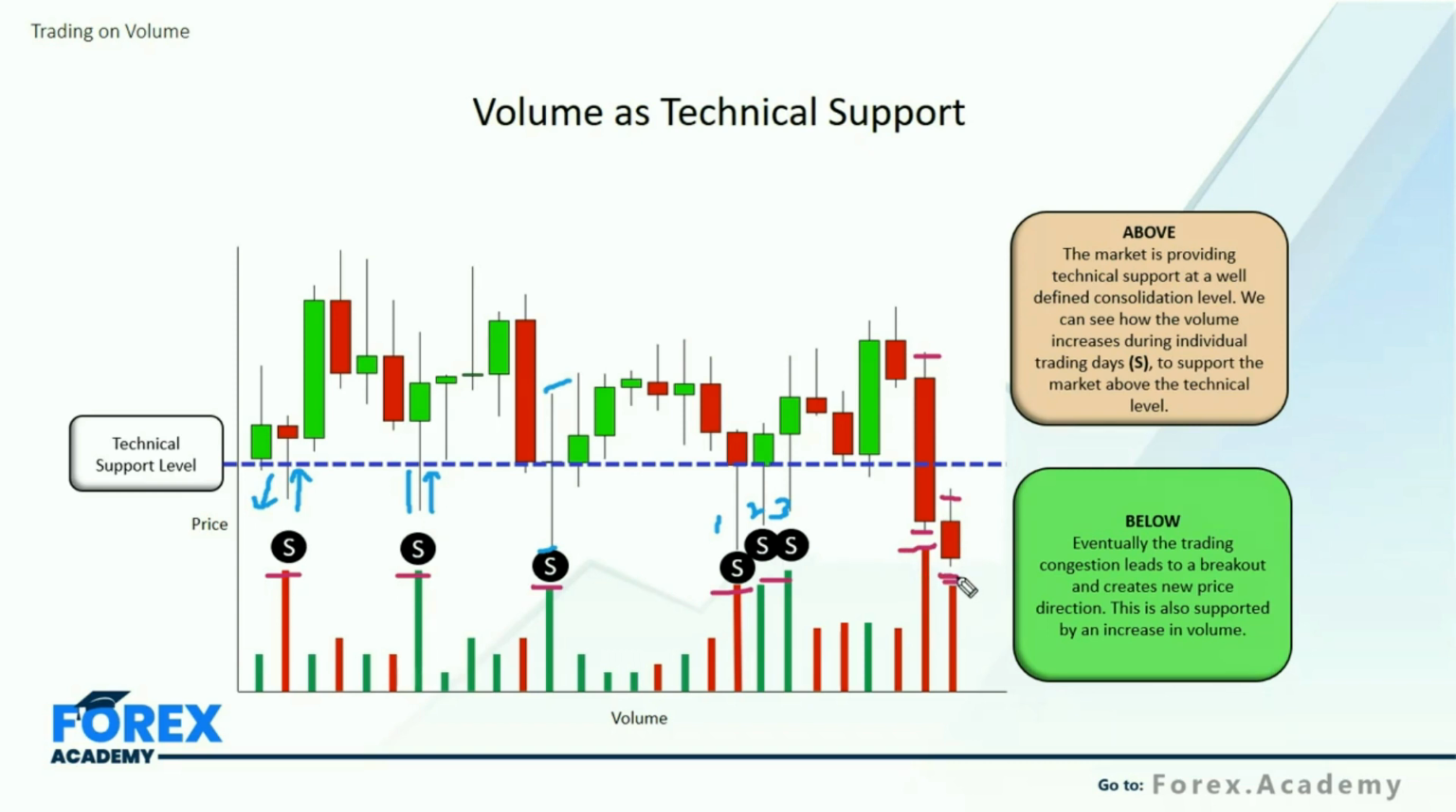So that gives us a sign as we go back to our fundamental discussion. The level of interest or participation, the level of agreement between traders seems to confirm that evidently we've closed below the level and we're not retracing. We're happy below the level and prices may shift. So eventually the trading congestion leads to a breakout and creates new price direction. This is also supported by an increase in volume to the downside, as we can see in the chart.